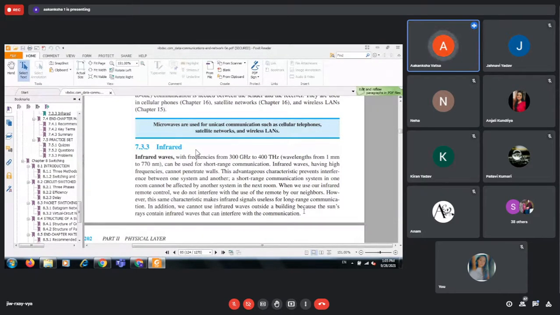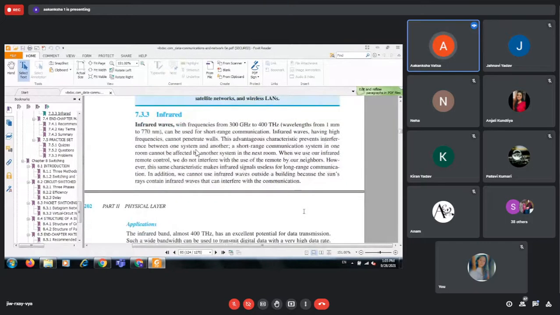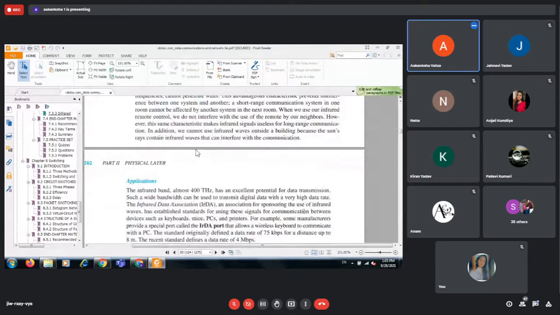They are using very high frequency. So if you are using a remote in one room, it is not impacting the devices in another room. It is not starting or switching off another device in another room because it cannot penetrate through walls. So that is infrared.